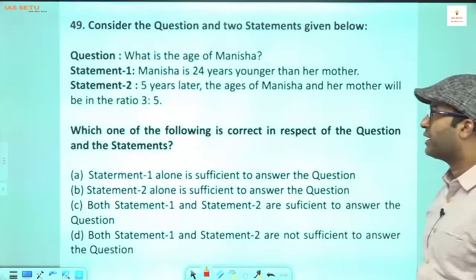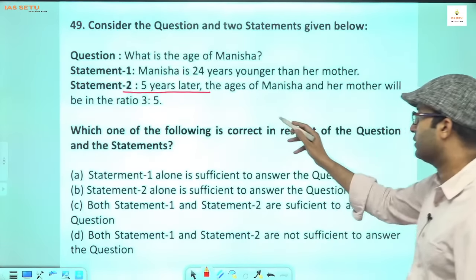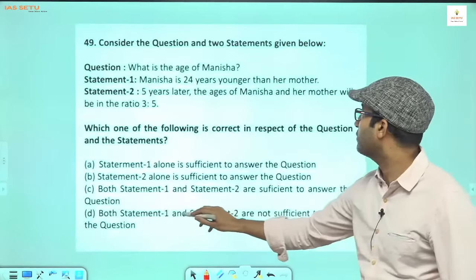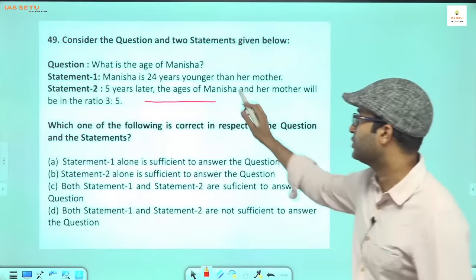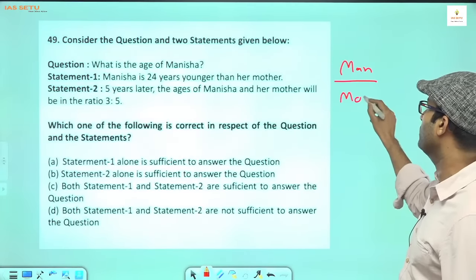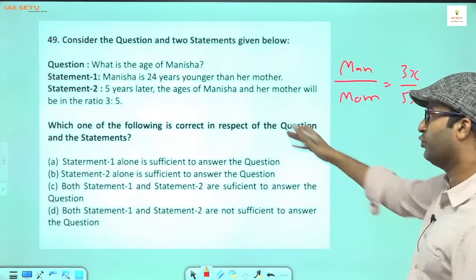Question number 49. What is the age of Monisa? We take the second statement. 5 years later, so we talk about the future. The ages of Monisa and her mother are in the ratio of 3:5. So this is Monisa, this is her mom. So 3:5, we take 3x, 5x. We will not be able to solve.